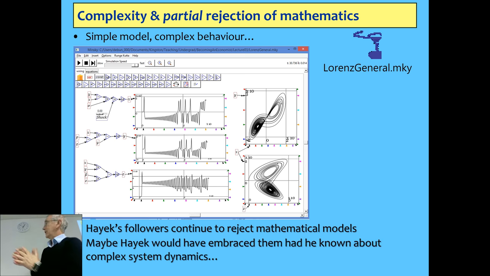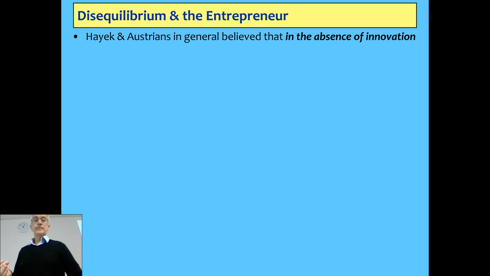So Hayek's followers still reject mathematical methods, as it happens. I don't think they were aware that Hayek was allowing a loophole there. I think he may have embraced those. If he'd actually seen this coming out of mathematical models, he may have embraced them.